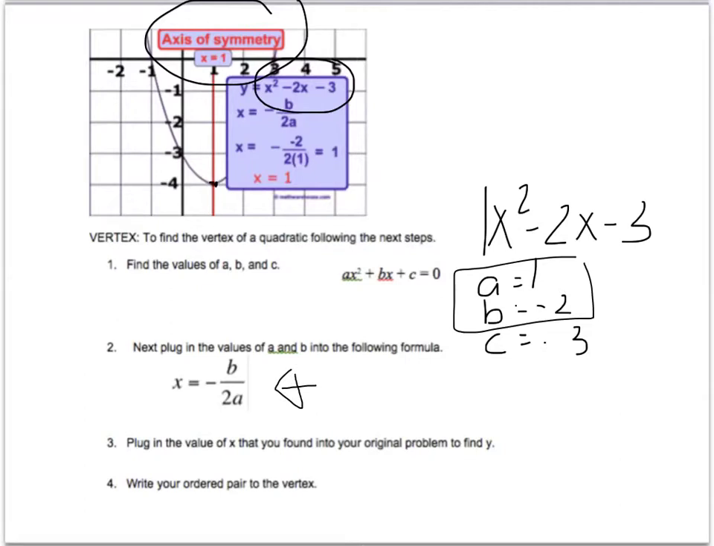So it always says it's negative b over 2a. So you're going to take the opposite of negative 2 and then multiply 2 times 1 on the bottom of your fraction. So you end up getting a positive 2 over 2, which is just 1. So our axis of symmetry is positive 1 in this case. So what you're going to do is then plug in 1 into your original problem and figure out y.